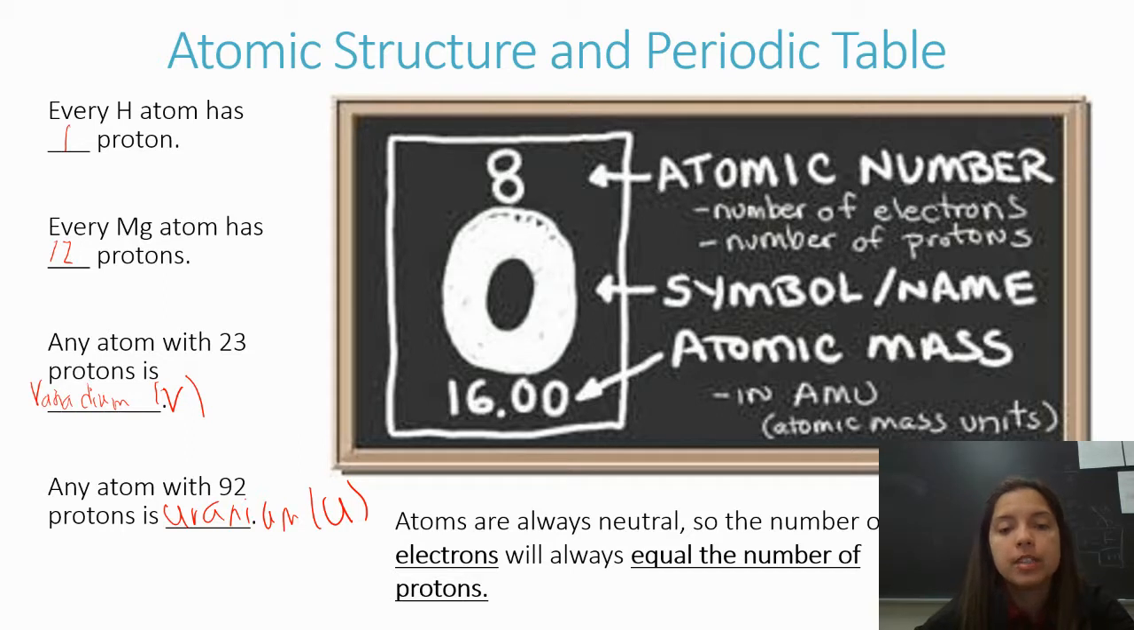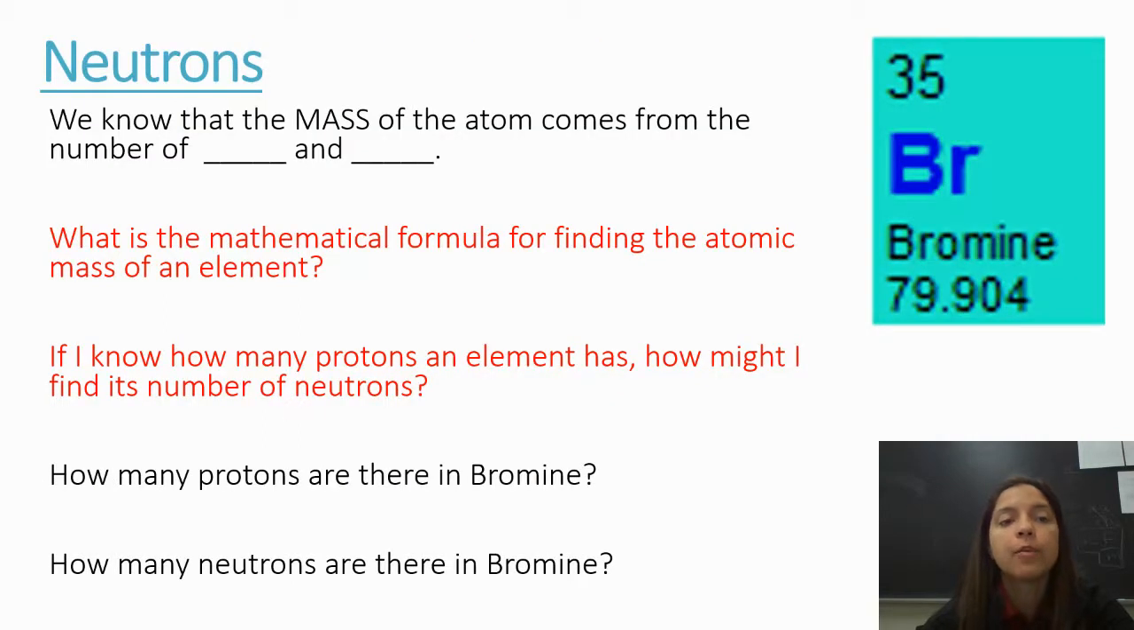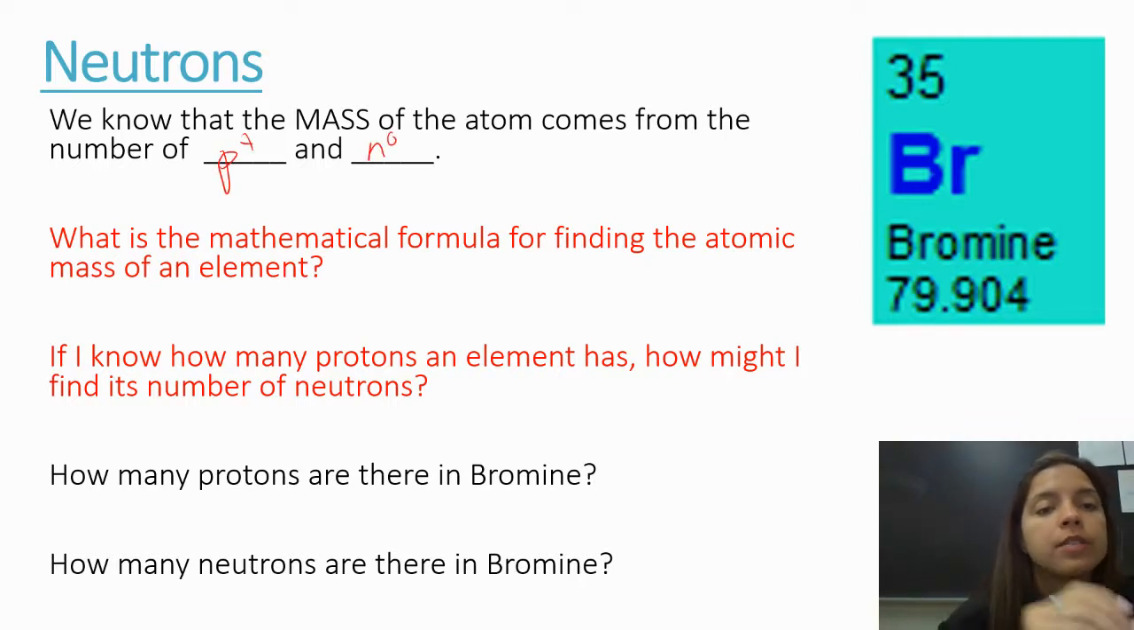Yeah, we already talked about this. So atoms are always neutral. Atoms that are neutral will have the same number of protons as electrons. Okay, we know that the mass of the atom comes from the number of protons and neutrons.